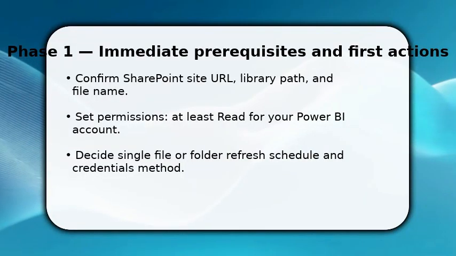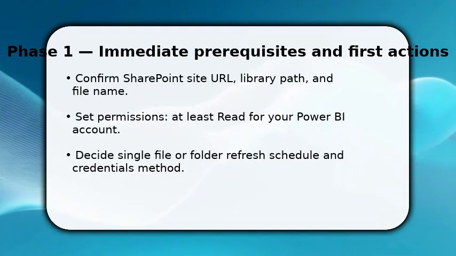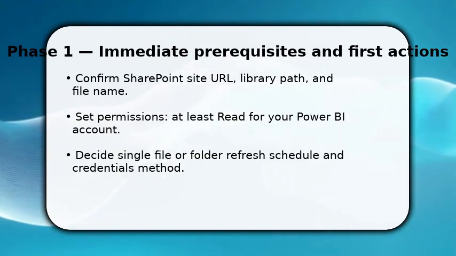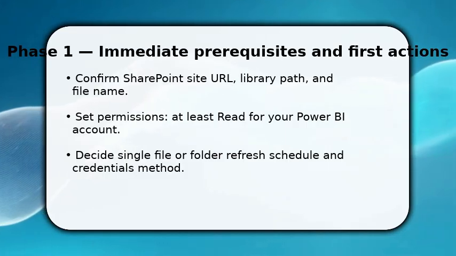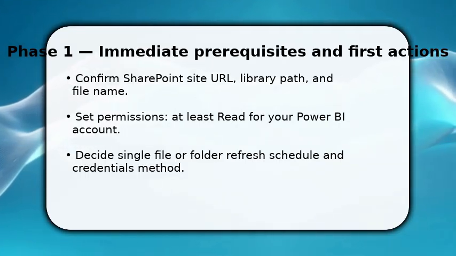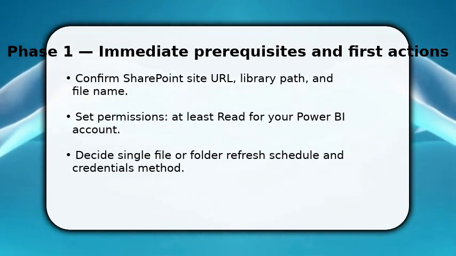You start by confirming the SharePoint site URL and the exact library path. This prevents broken links later. Next, make sure you have at least read permission for the site, because Power BI reads files using your credentials. Once done, decide whether you'll point to a single file or the entire folder for incremental refresh. This affects performance and refresh costs. Finally, choose an authentication method, OAuth for corporate tenants, so Power BI can connect reliably and securely.